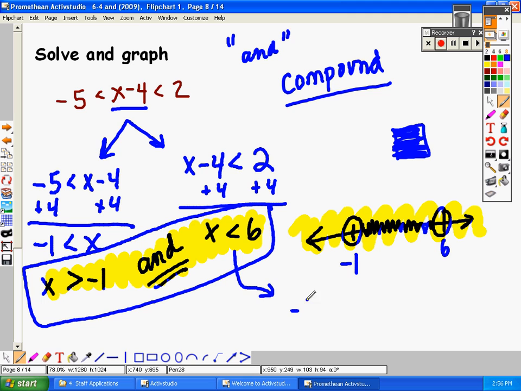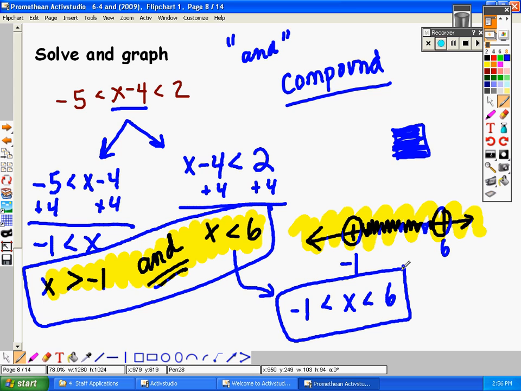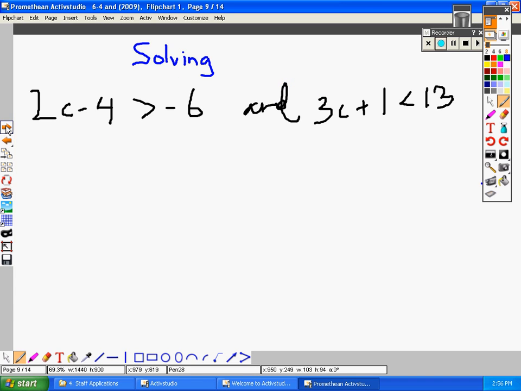So again, you put the smaller number, the less than sign, the x, because it's not, you would put an equal sign if it was equal to -1. Put another less than sign, 6. And this is saying that x is between -1 and 6. Let me show you one more.